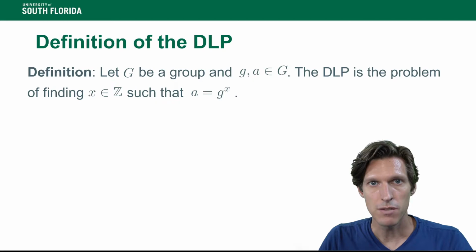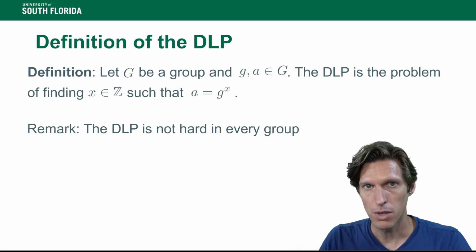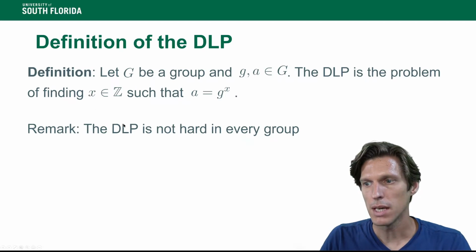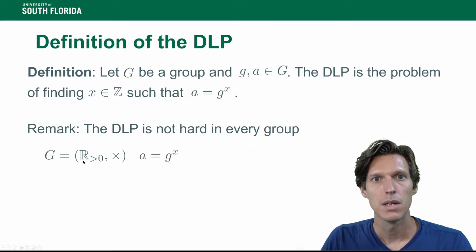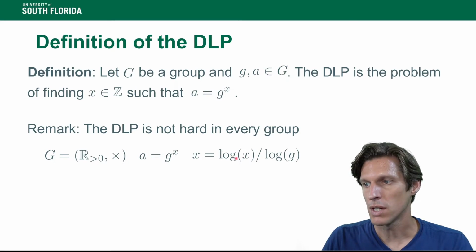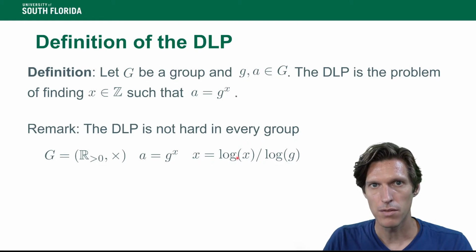a is a power of g, find that power, okay? Now, first of all, we want it to be hard to use it for cryptography, but it's not always hard depending on the group. So for example, in the case of the group being the positive reals equipped with multiplication, we look at an a and a g that are in R plus, then finding x is easy. We just have to take the quotient of the logarithms of a and g. Sorry for the typo.